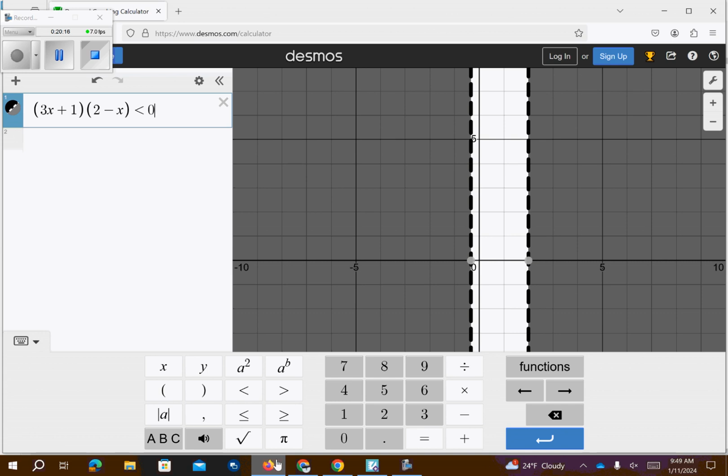Why? First thing I want you to realize, why do I have these as dotted lines? It's totally correct, but why are they dotted? Let's see how well you remember Algebra 1.